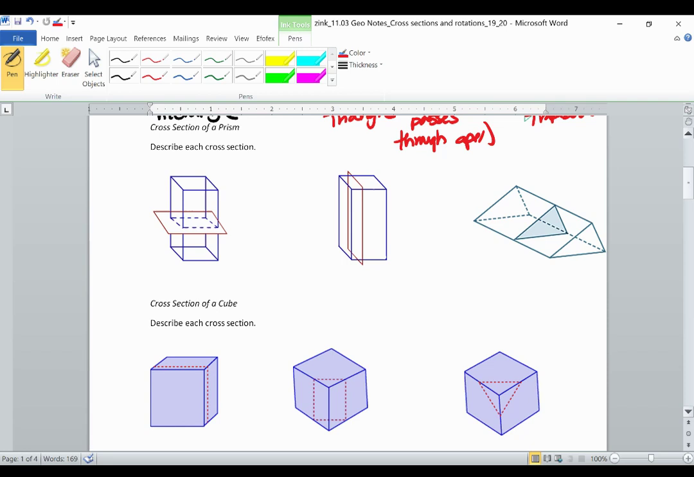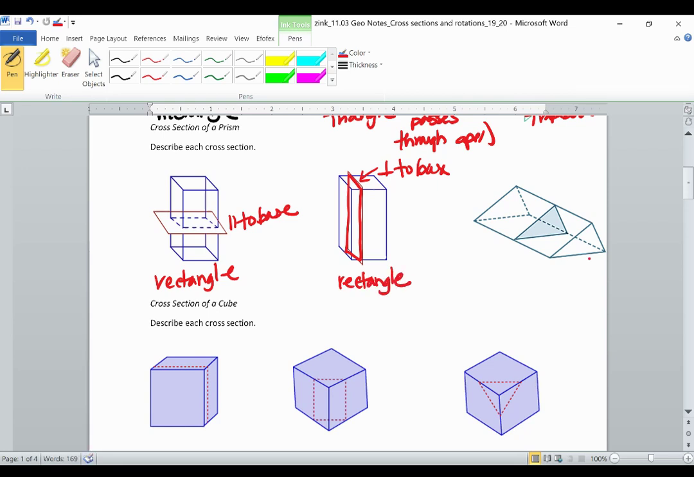All right, so the first one is a rectangular prism because it's got a rectangular base it's sitting on. It looks like it could be a square, but it doesn't say, so we're going to assume it's a rectangle. And we're cutting it parallel to the base. Anytime it's parallel to the base, it's going to take that same shape as the base, so it's going to be a rectangle. Here, we're going perpendicular to the base, so we're cutting straight down. So you're going to be forming another rectangle.